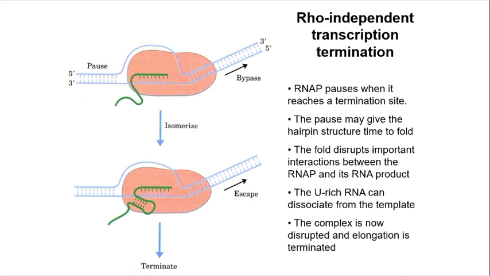So the fold disrupts the important interactions between the RNA polymerase enzyme and also the RNA product. The U-rich region, because the T region present in the DNA means in the RNA the region is U, because it copies the opposite strand only attached here. So the U-rich RNA can dissociate from the template. The complex is now disrupted and elongation is terminated. So this is rho independent transcription termination.